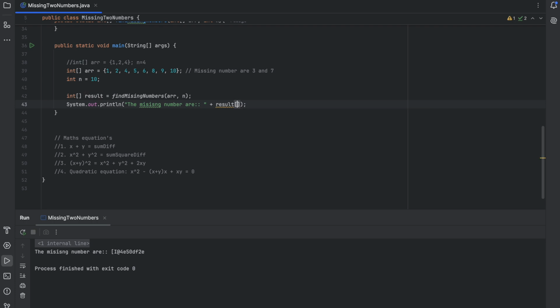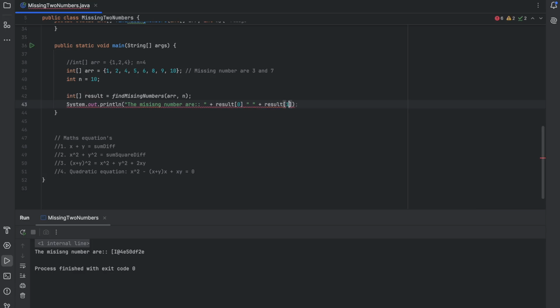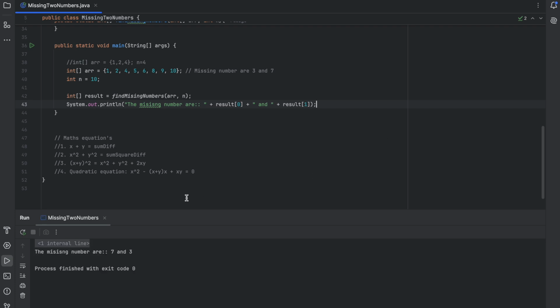Yeah, a bit silly mistake I have done. See, sometimes when you are solving a problem, you also forget what you need to write. Okay, yeah, now it is correct. The missing numbers are this and this. Perfect. So now our missing numbers are 7 and 3.